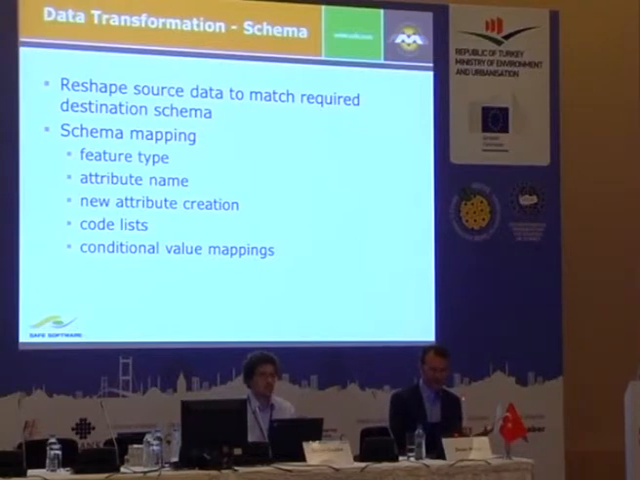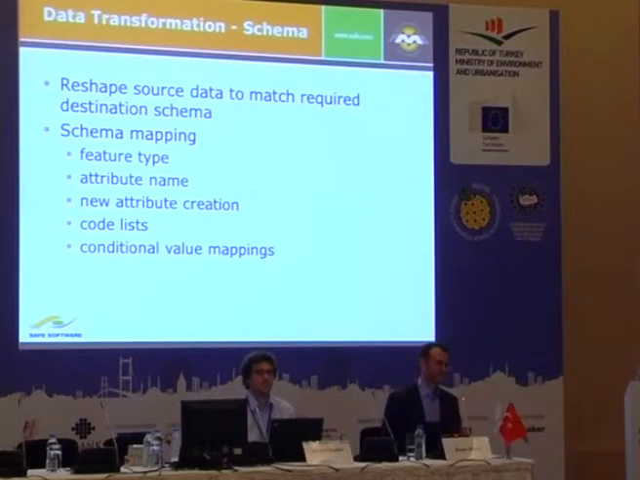Now when we do schema mapping, first of all, we can map the feature type name. What do I mean by feature type? You could also call that the layer name or the feature class. So the layer name might change. The source might be roads, the destination might be street. Then the attribute names might change. So instead of street name, you have route name or something like that. So the names can change.